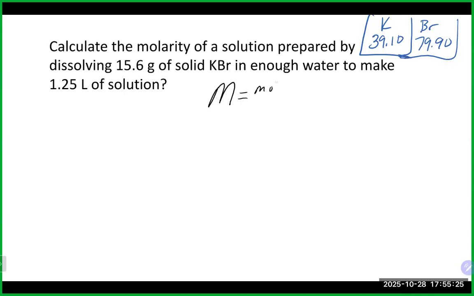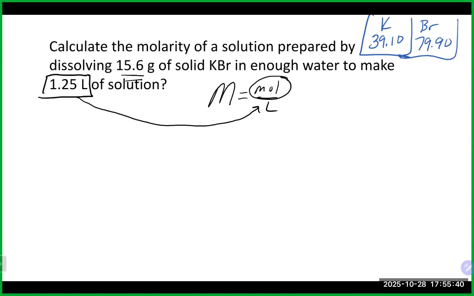Molarity is moles per liter. In this particular case, we actually have the liters part given to us. We don't even need to convert it to liters, it's already in there. We do need the moles part. We do not have that, but we do have 15.6 grams of KBr. The KBr, by the way, is our solute in this case, and our water is our solvent. And we would need the molar mass to convert our grams to moles.